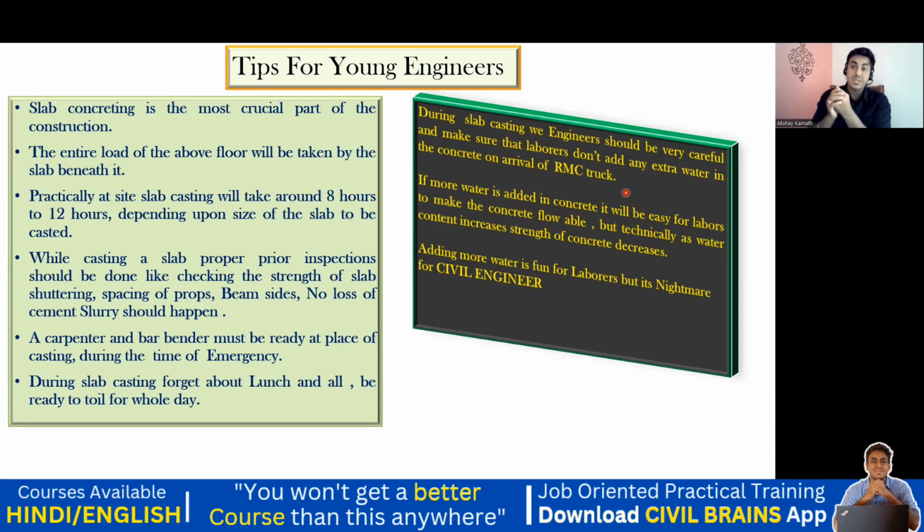So these laborers will insist the transit mixer driver add additional water. What will happen is, the moment you add more water, your concrete will become flowable. If concrete is flowable, it will be easy for the laborers to pull the concrete, and they don't have to put so much energy.